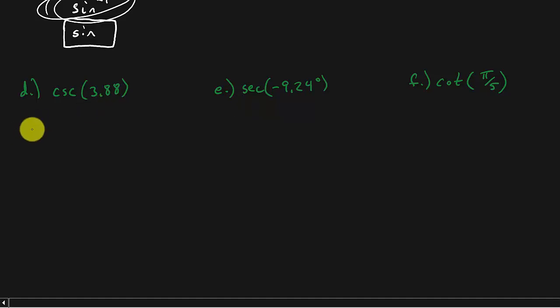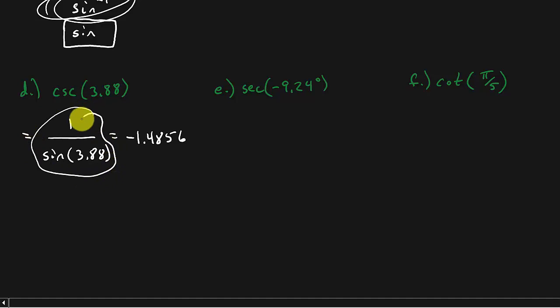Well, remember, cosecant is the reciprocal of sine, so this is 1 over sine of 3.88. And that is equal to negative 1.4856. Okay, this is the key right here. You got to be able to do that. You got to know that.